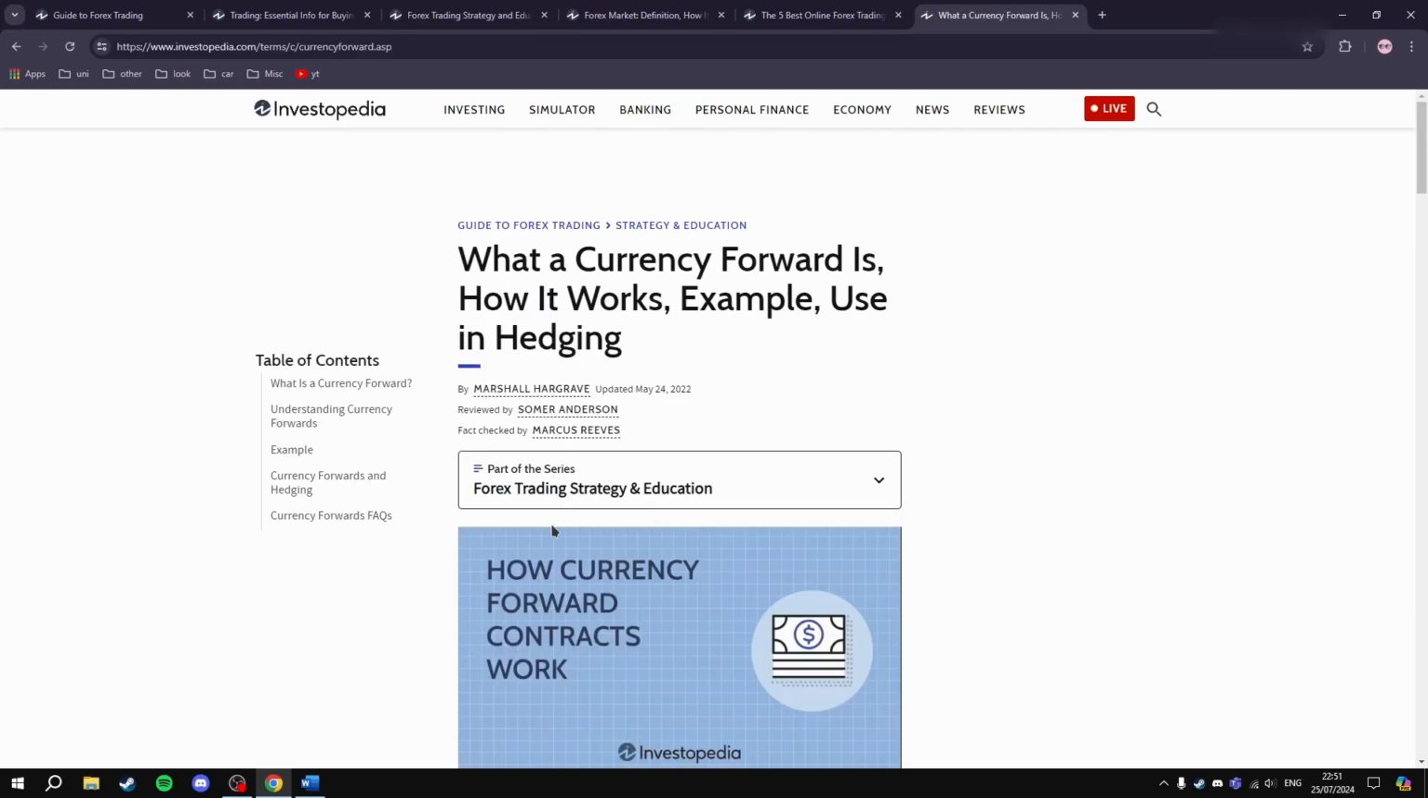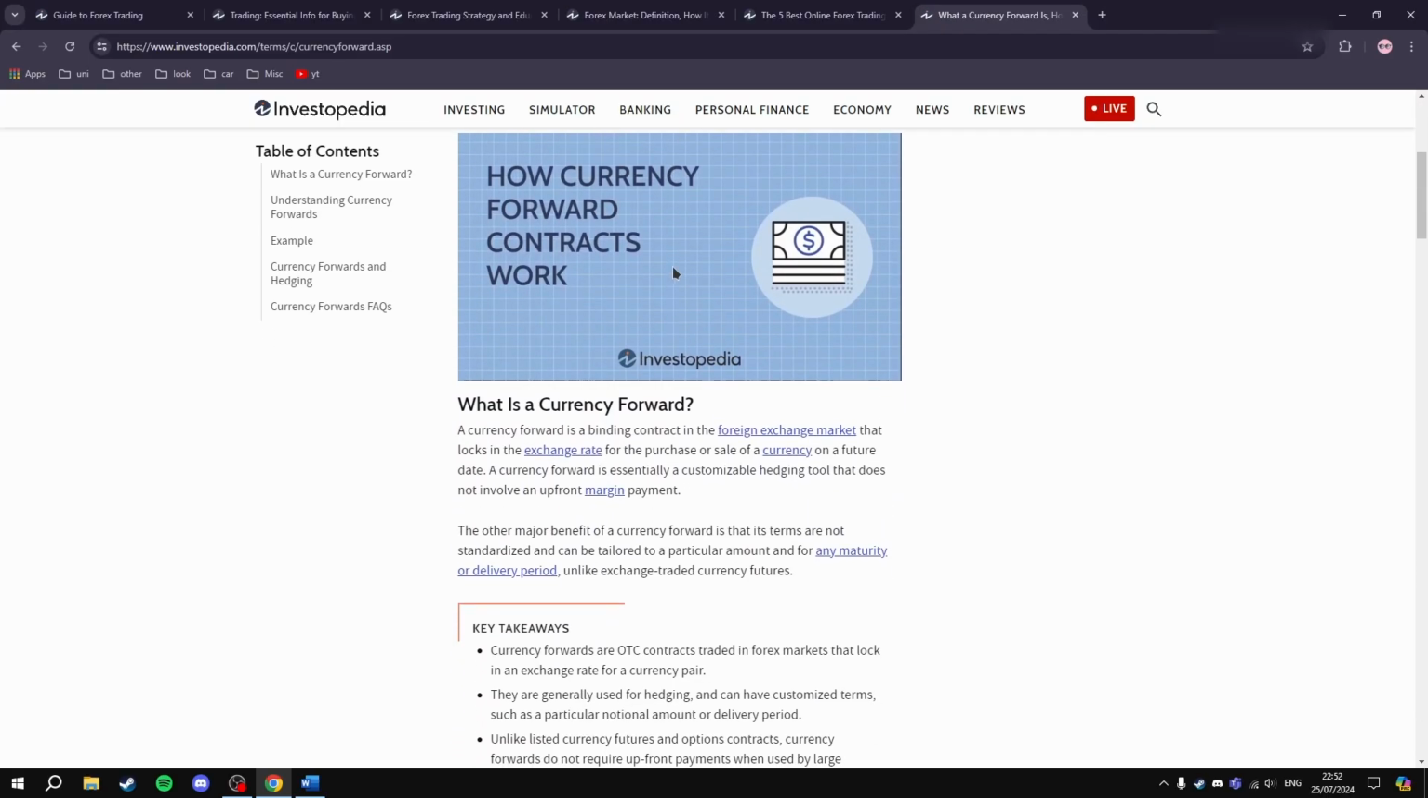Next up, currency forwards. So, what is a currency forward? A currency forward is a binding contract in the foreign exchange market that locks in the exchange rate for the purchase or sale of a currency on a future date. A currency forward is essentially a customizable hedging tool that does not involve an upfront margin payment.